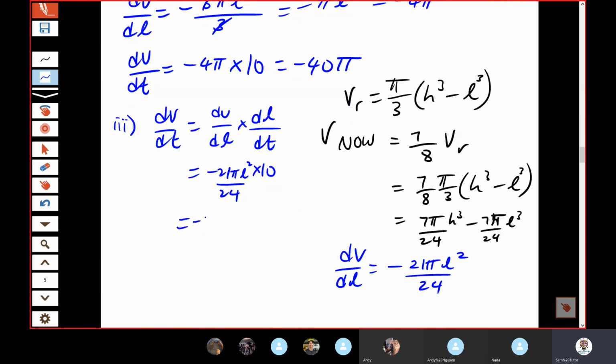So the answer is negative 21, which simplifies. L is H on 2, times 10. So 210 on 4 times 24. That's it. 210 on 4 times 24 is 35 on 16 apparently. So negative 35 H squared on 16, with a pi.